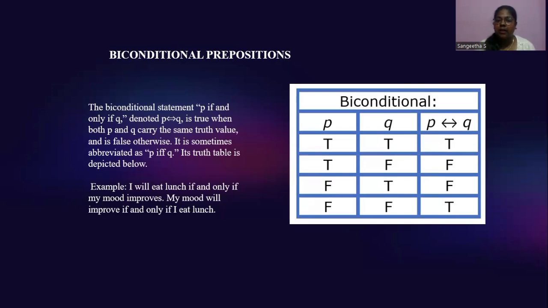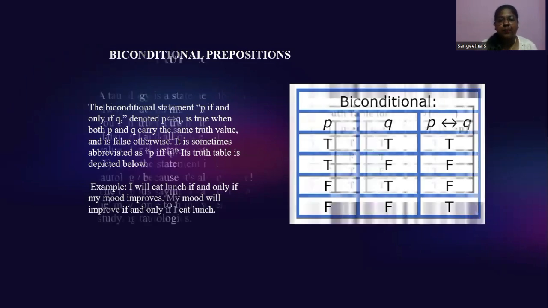Let us consider an example for biconditional proposition. I will eat lunch if and only if my mood improves. Let us consider I'll eat lunch as A and my mood improves as B. My mood will improve if and only if I eat lunch. If both the statements are true, then the output is true. If both the statements are false, then the output is true. Otherwise, it will be false.